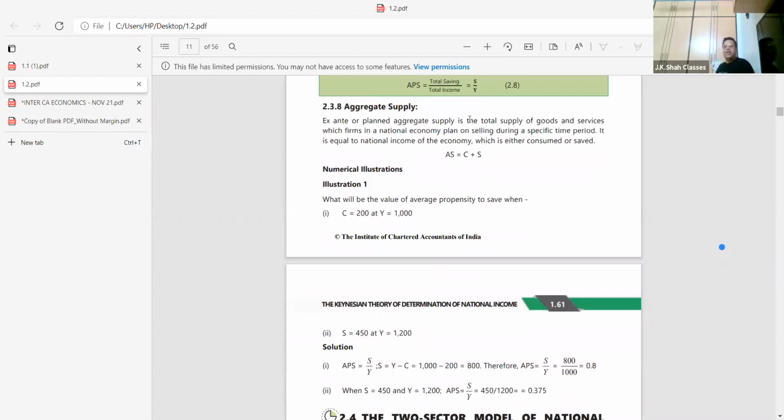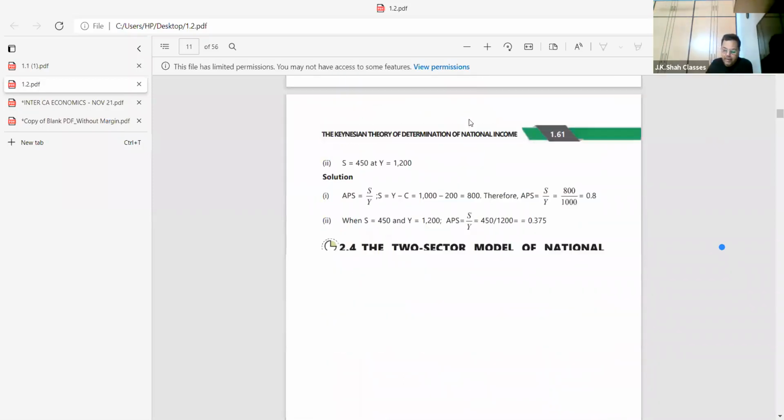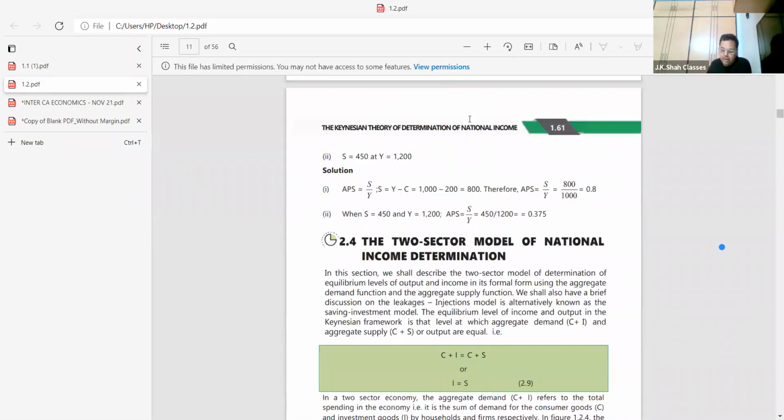Imagine if this is a 2-mark question, student. So easy to score marks. Chalo, till here it was very easy. Now we'll come to some difficult ones.